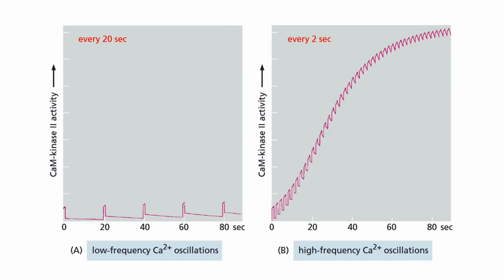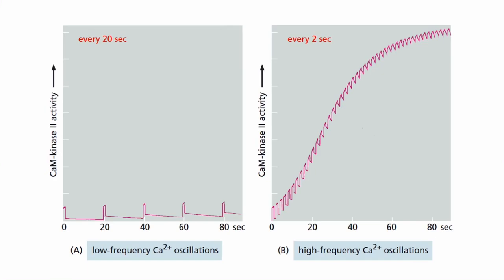But if the spike frequency is high enough, this progressive increase in enzyme activity will continue until the enzyme is autophosphorylated on all subunits and is therefore maximally activated. Once enough of its subunits are autophosphorylated, the enzyme can be maintained in a highly active state even with a relatively low frequency of calcium spikes, which is a form of cell memory.